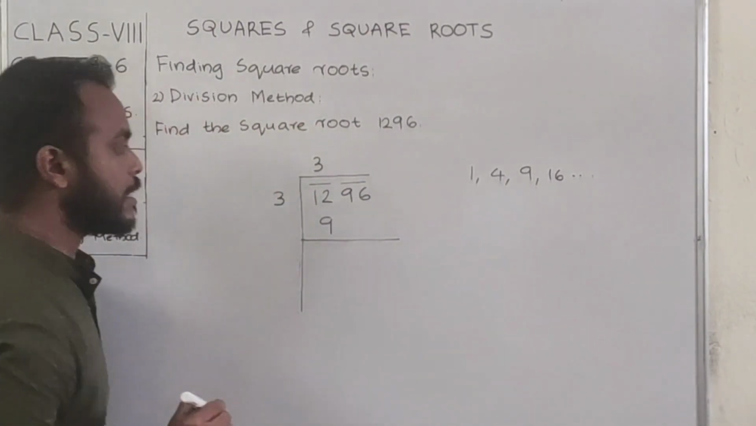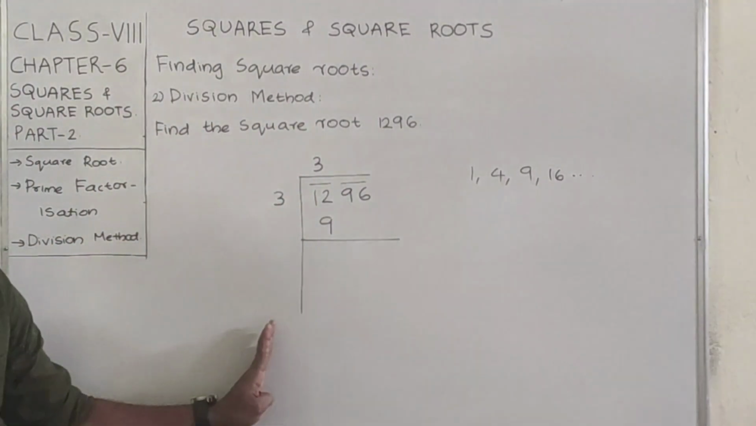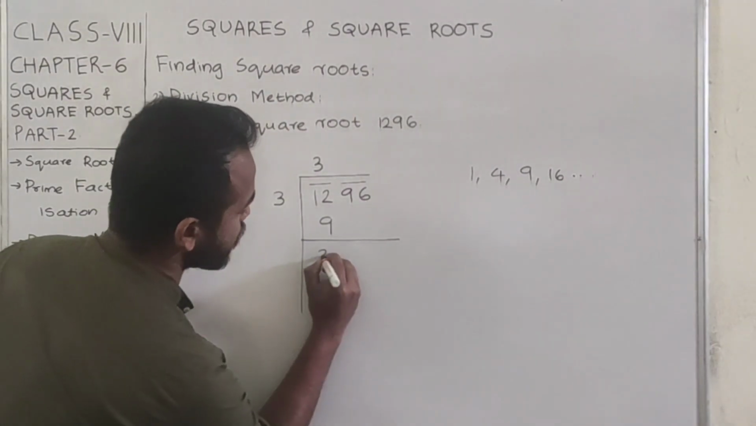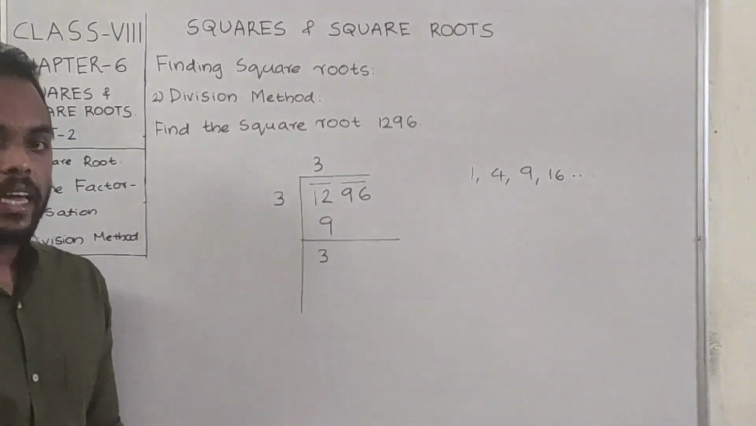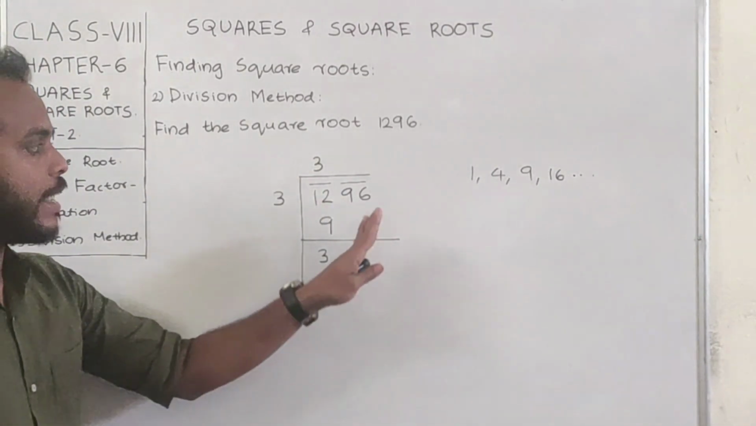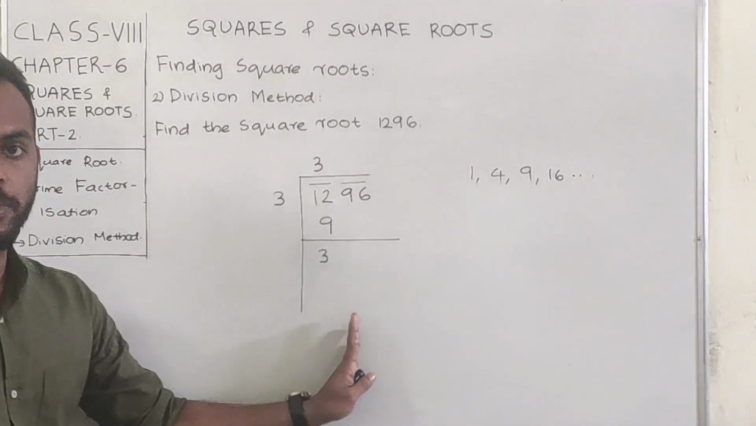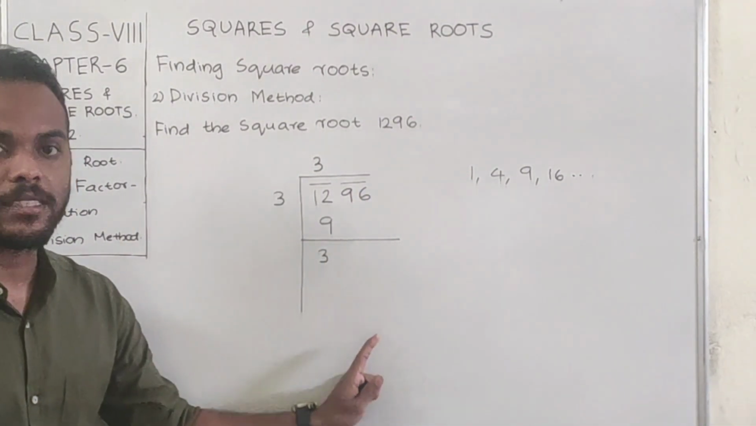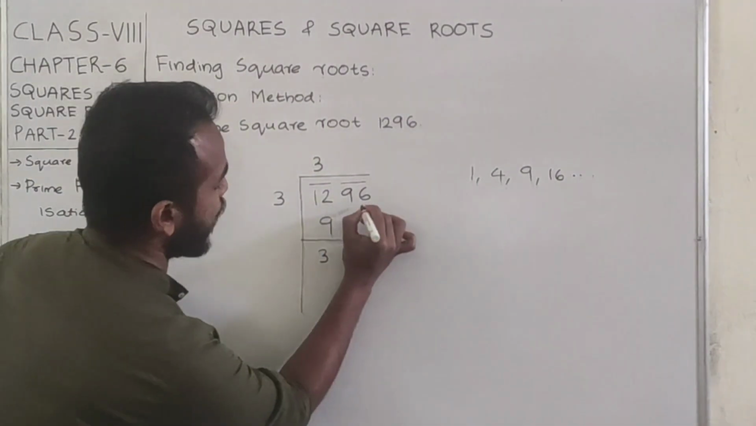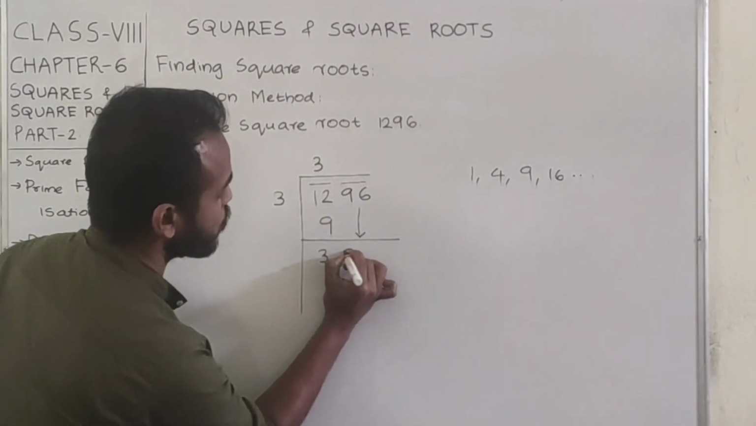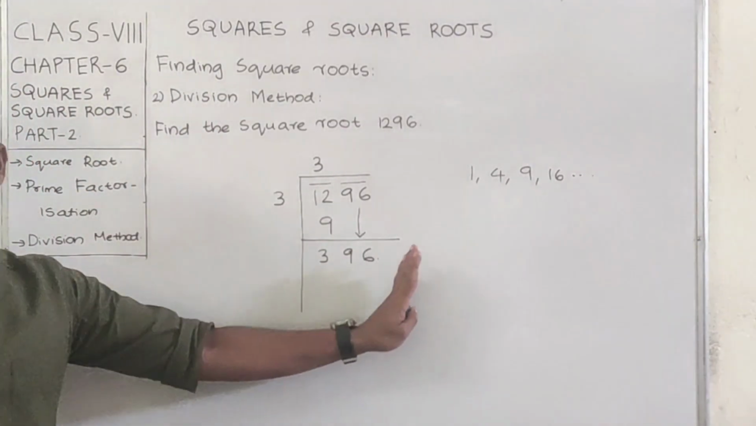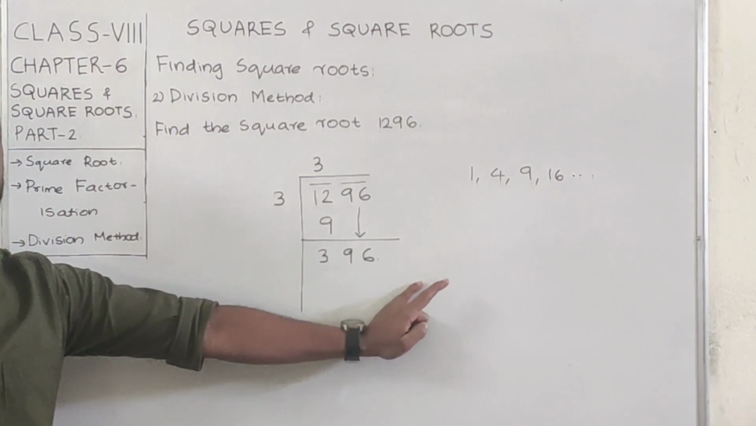Now just as in the division process, subtract them. 12 minus 9. What is 12 minus 9? It is 3. Now again we adopt the methodology of division. Write down the next number below. But in this case, we are not writing the numbers below, but the pair as a whole. So this will turn out to be 3, 9, 6. Is that clear up to there?